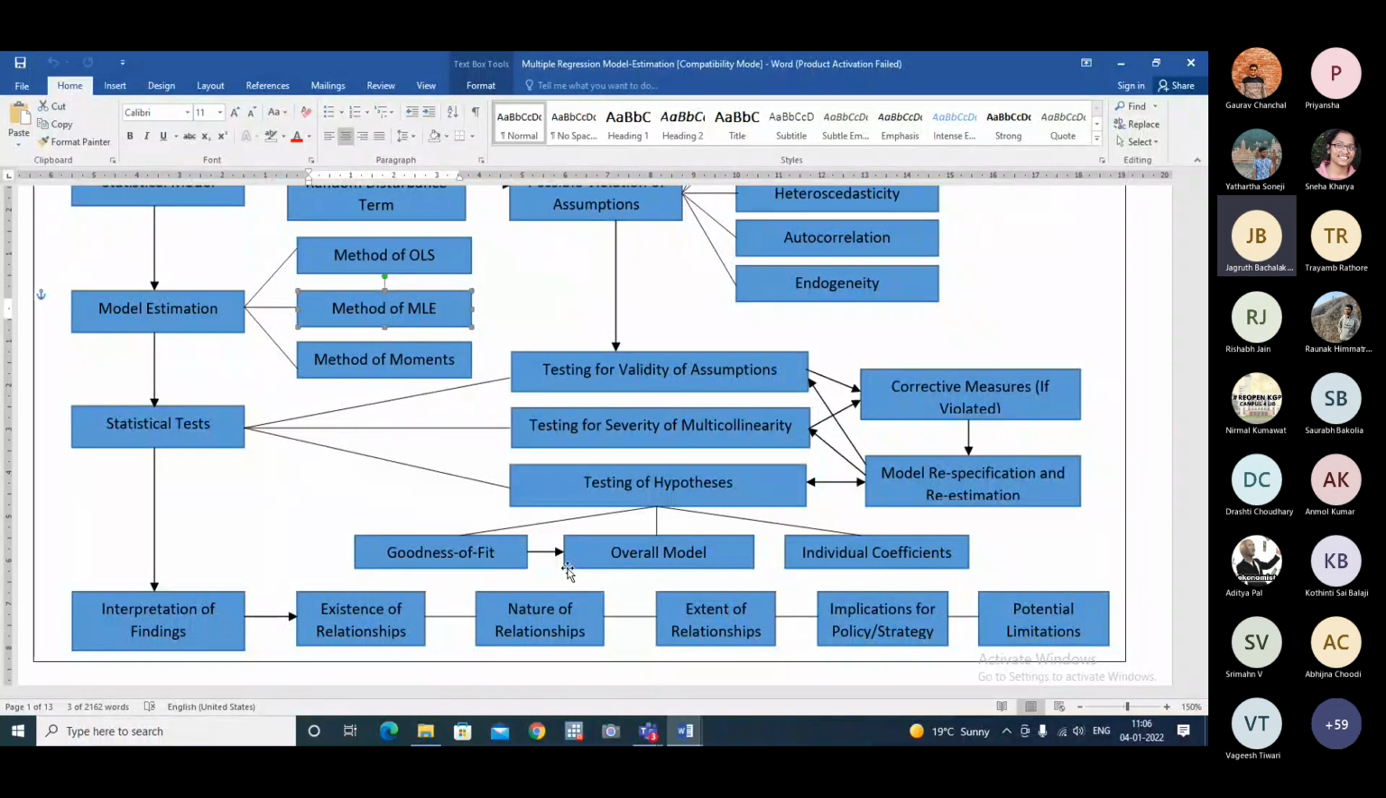But as I was telling, this last part would be very, very important in econometric analysis. That is, in addition to carrying out testing of hypotheses, we'll be focusing on interpretation of the results and drawing some implications and recognizing the limitations of what we have done.